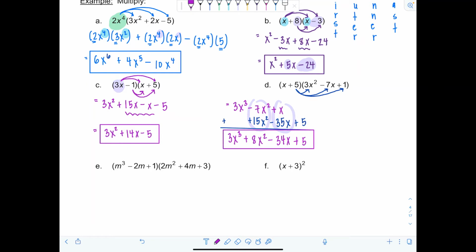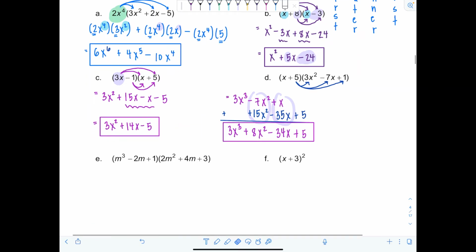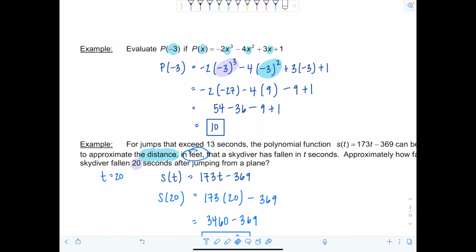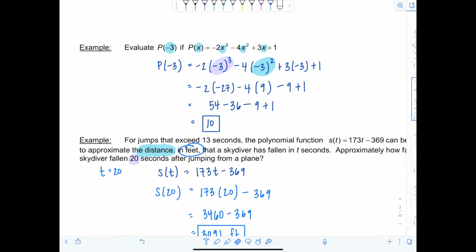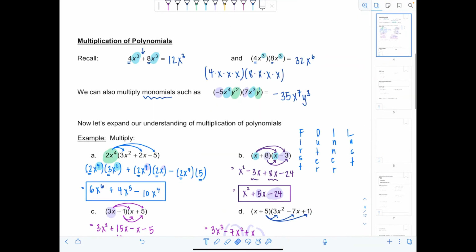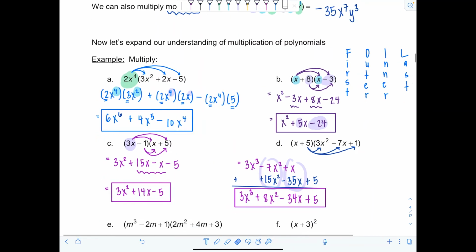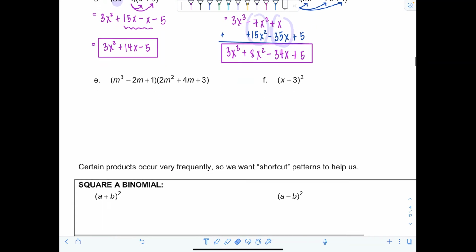Okay, next one. Oh my goodness, we've got 3 terms in the first factor, 3 terms in the second. We're gonna stick with the method that I showed you for example D. We're just gonna have a third row, right? Why don't you guys go ahead, pause the video, and give it a go, and then we will continue. All right, did you pause it? Did you try it?